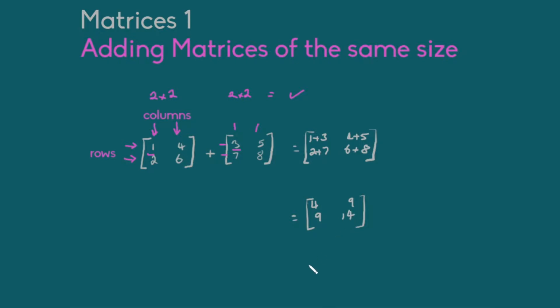Now, some people wonder why we can't add matrices of different sizes. The way I like to think about it is, imagine that this was a stock room, and we already had 1 CD, 4 pairs of jeans, 2 jumpers, and 6 tops in our shop.